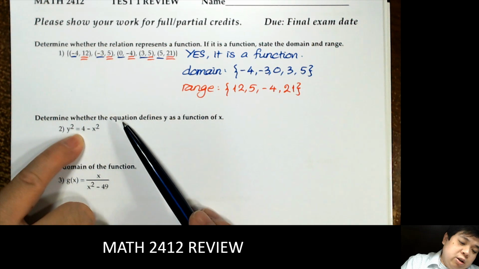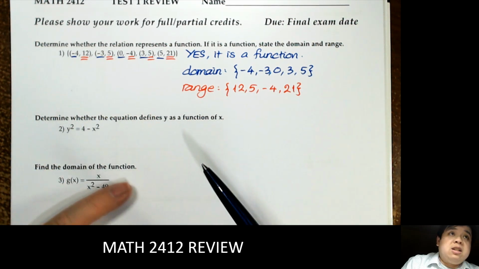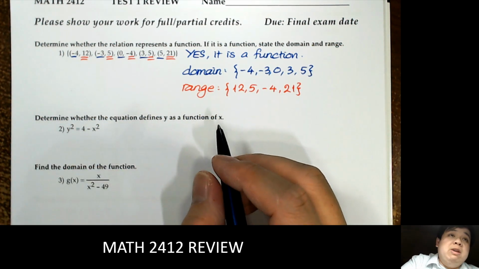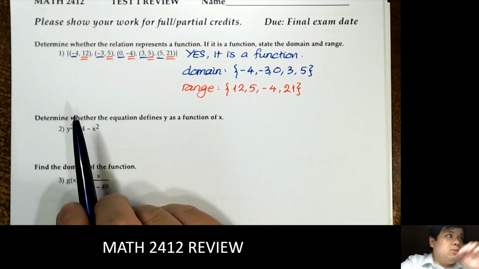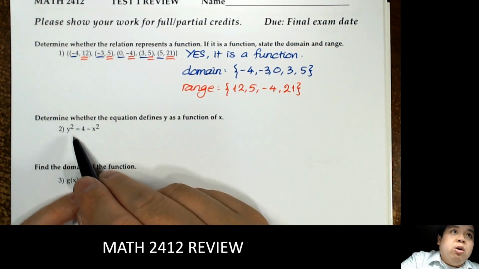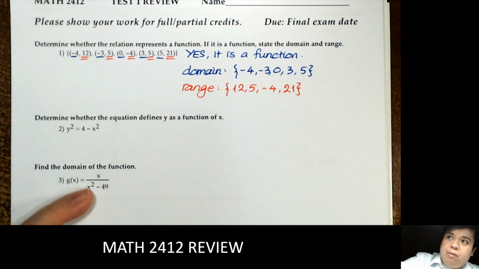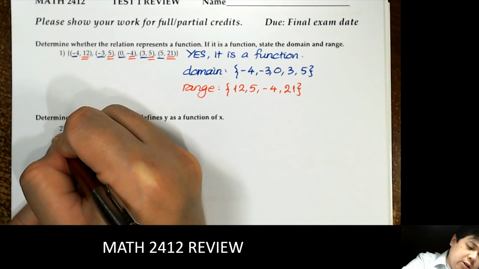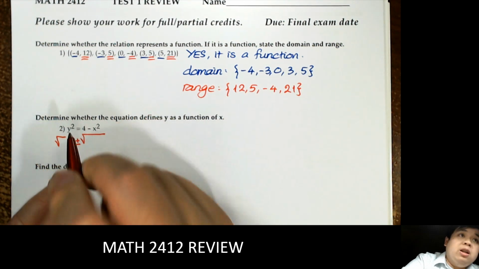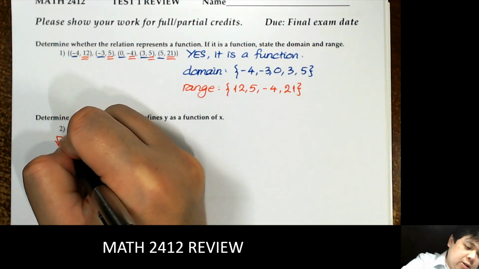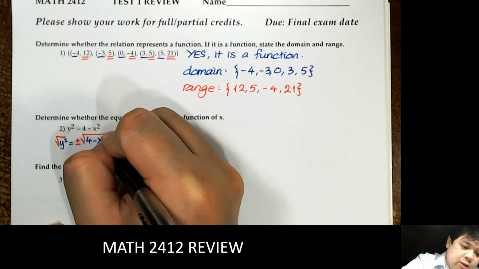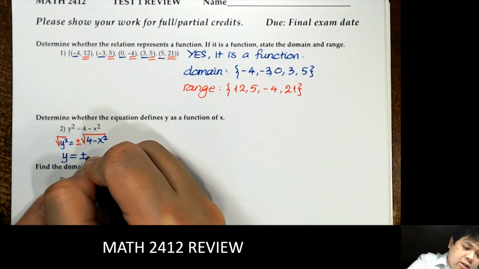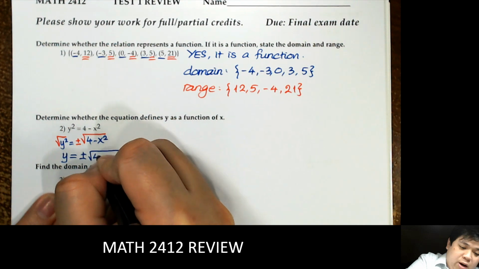Next, determine whether the equation defines y as a function of x. So y is a function of x, meaning x is in the domain and y is in the range, if it is a function. So what we do is solve for y. I will take the square root on both sides. Every time we do that, I have to put plus or minus. So we have y equal to plus or minus the square root of 4 minus x squared.